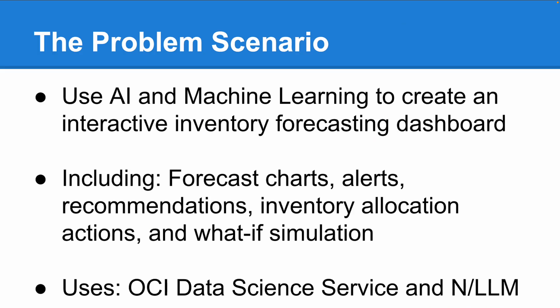So the challenge scenario we were presented with was to use AI and machine learning to create an interactive inventory forecasting dashboard. The solution was to include forecast charts, alerts and recommendations, intelligent inventory allocation actions, and what-if simulations. To help us accomplish this, Oracle gave us access to an Oracle Cloud Infrastructure account with Data Science Services enabled. And to talk you through some of the more technical details about how that works, here is Ryan Jones with the demonstration.